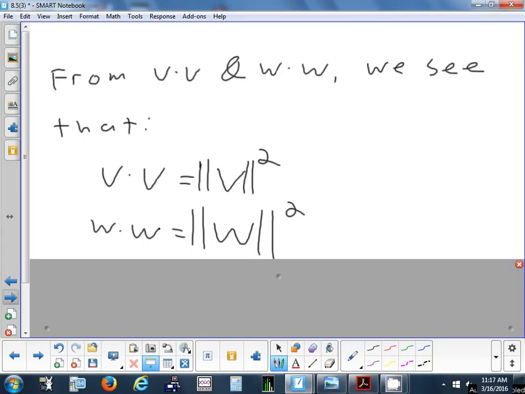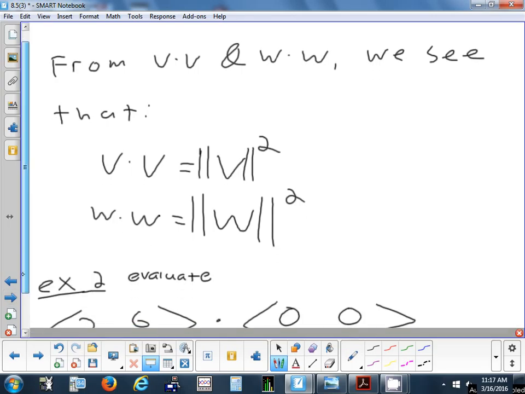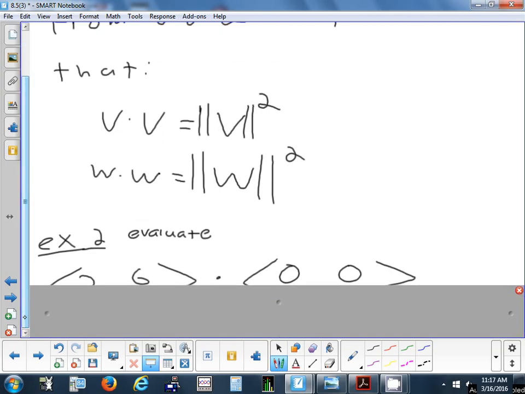So if you have the magnitude of something squared, it's the same as just dotting the vector with itself. Okay, and we just showed that with 2 examples. Okay, any questions on that? All right.